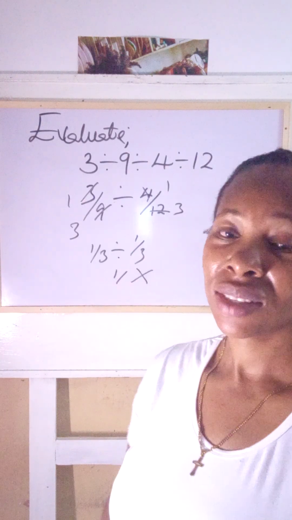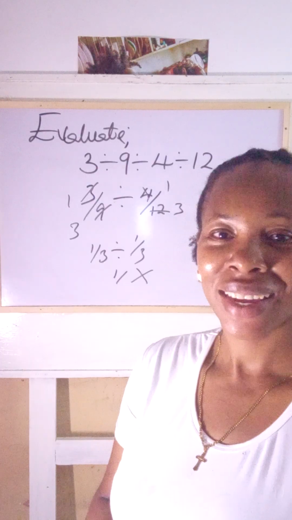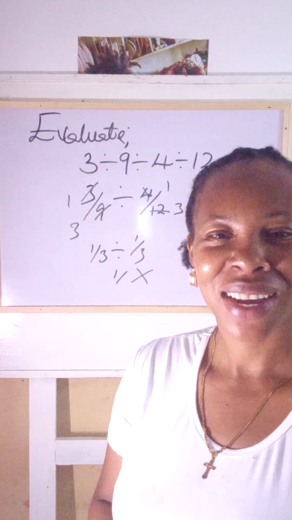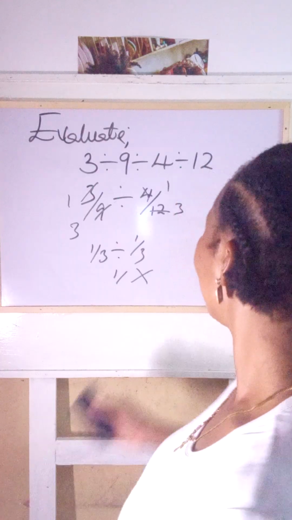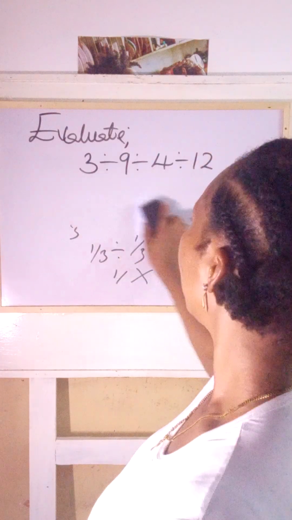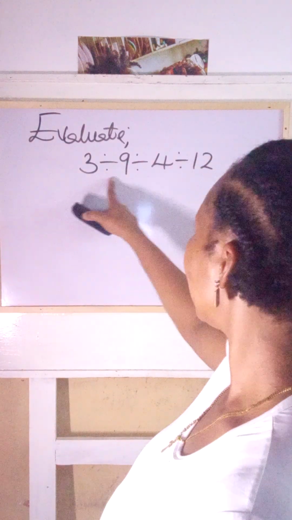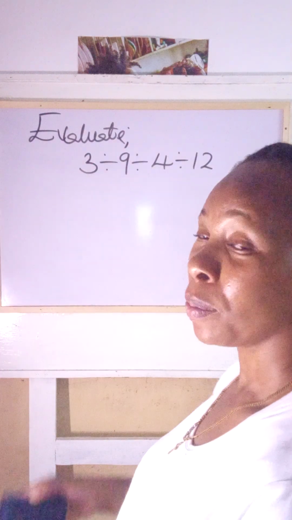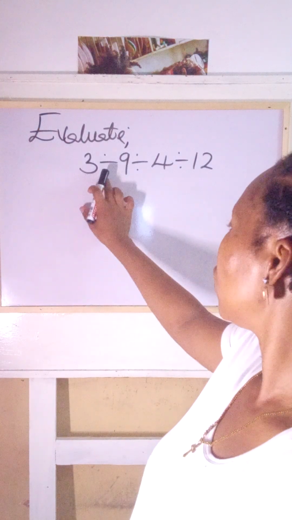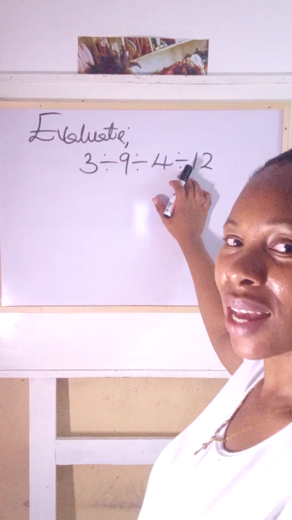This is not the correct answer, you are wrong. So let me show you how to get the correct answer using the right order of operation. Assuming you are given this kind of problem to solve, we have more than one division in this expression. This is one expression, but it has 3 divisions: the first division, the second division, and the third, which is the last division.